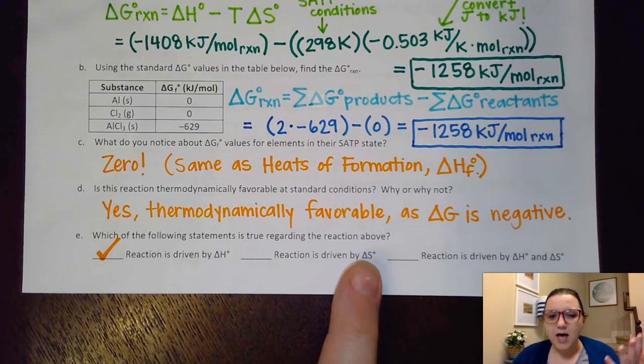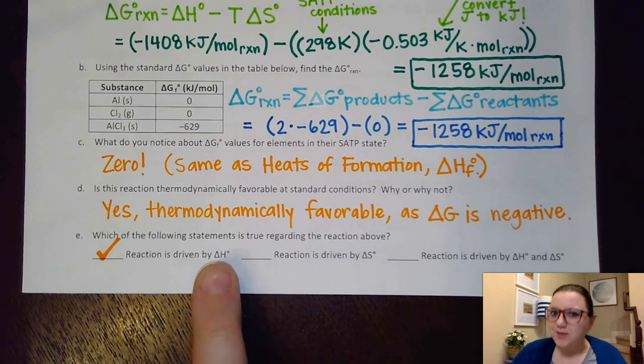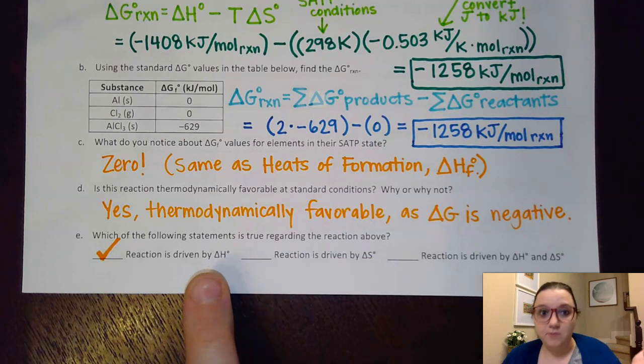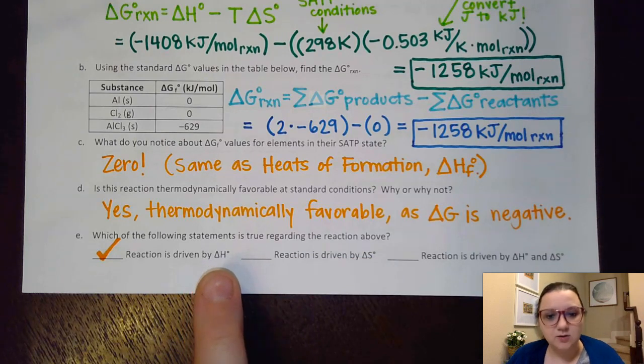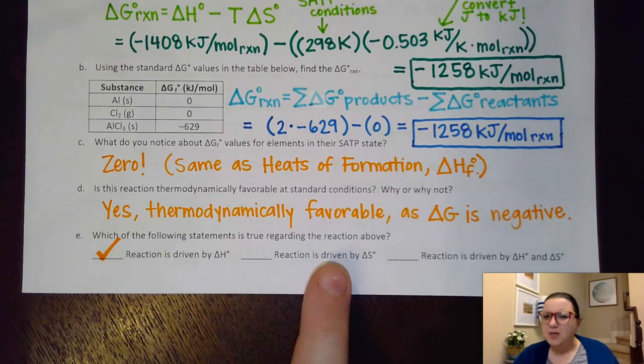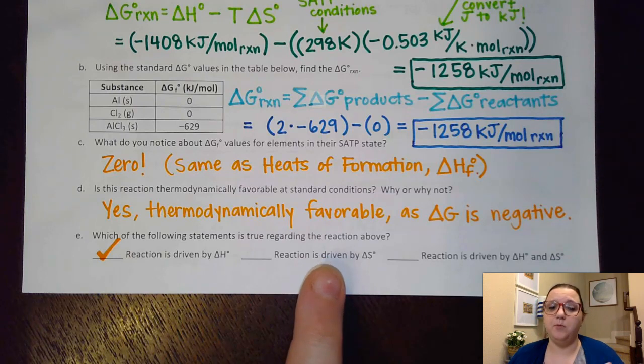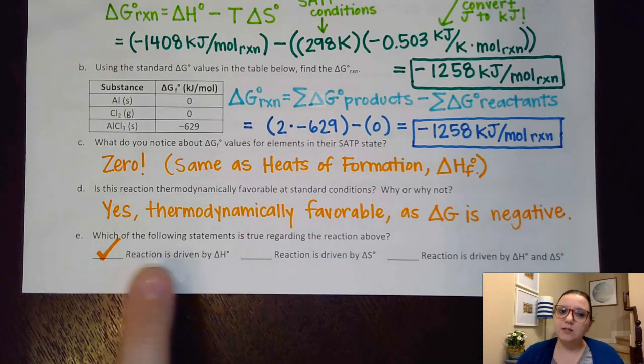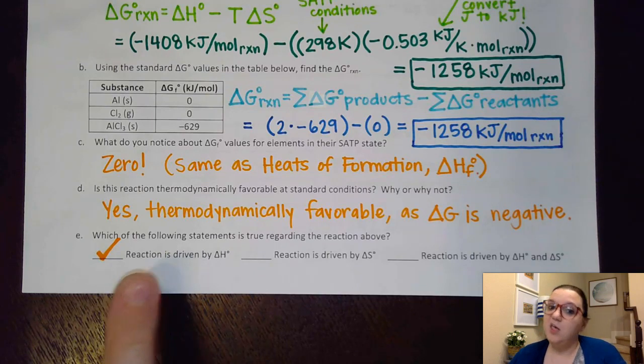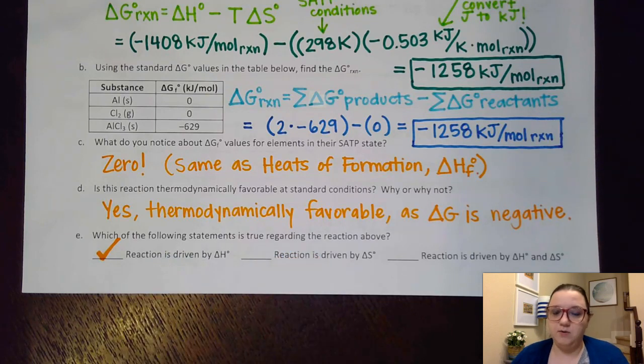Well, as we said, the enthalpy, the heat, was in a favorable condition. It was negative. It was exothermic. But the entropy was also negative, but I want that to be positive to be favorable. And so this reaction was really driven by the enthalpy value. The enthalpy being exothermic was the reason why we even had a chance of being thermodynamically favorable. If it was up to the entropy, this would not have been favorable.